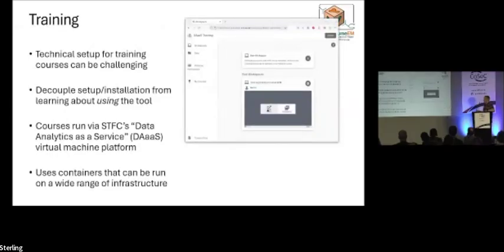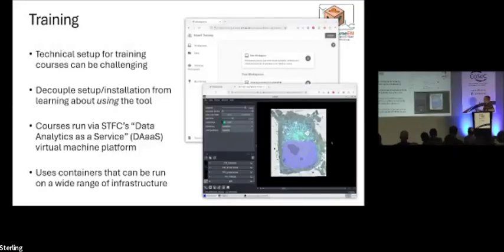Like I say, training is a big part of what we want to do, or what we are doing. Technical setup for training when you're dealing with terabyte data sets is challenging. So we've been working with this data analytics as a service platform, I think now called Ada, to decouple this installation phase from people learning to use the software, using these containers. So it runs on these virtual machines at STFC, but we can also run them on our local HPC for local trainings. And we have successfully run a couple of courses where we've used these containers on some of these modern software packages to upskill people.